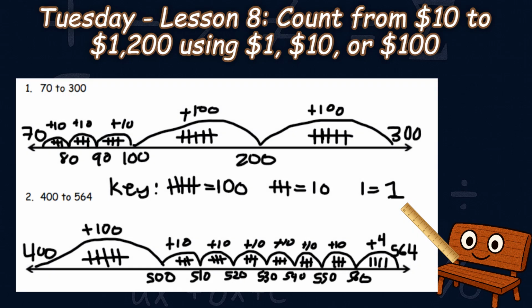For example, number 1, 70 to 300. You could subtract 300 minus 70. You would end up with 210. And yes, you would get your answer. I'm sorry, 230. Yes, you would get your answer there, but regardless of that, it's not to check for subtraction, it's to see if we can count from place value to place value and apply that to showing our work.